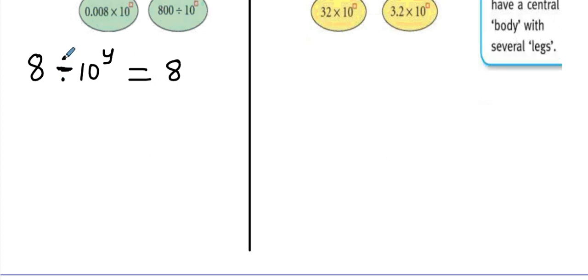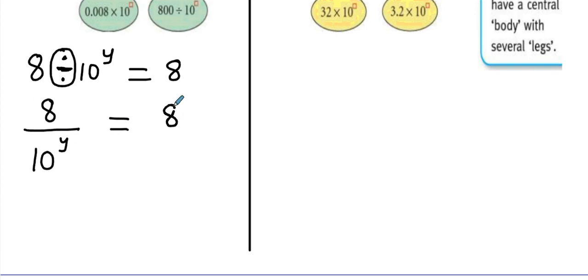Yeah, there's a trick in here. When you see a division sign, try to write this as a fraction. 8 divided by 10 to the power of y, written as a fraction like this, will be equal to 8. You see that? Now, can you notice that these numbers are the same?